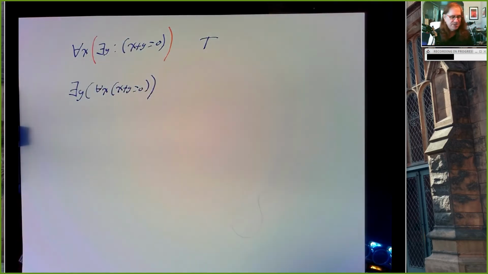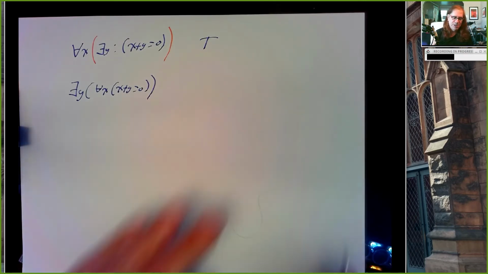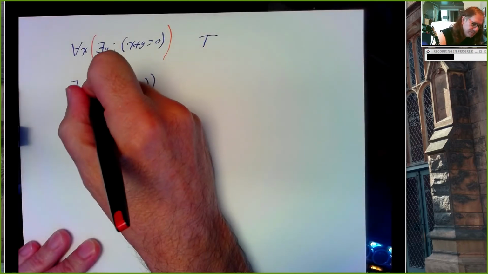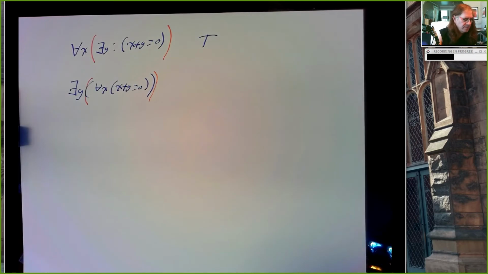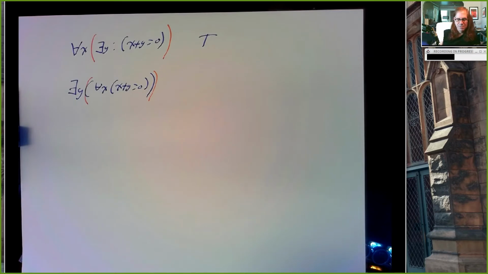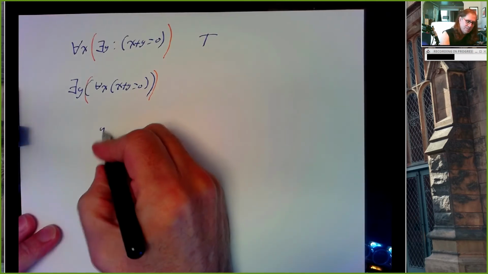How about if I switch the order around? There exists a y such that for all x, x plus y equals 0. That would still be true, right? It would be the same statement. So I think it actually would be false because there isn't a y such that every x is equal to 0. Yeah, so any y that you think of, for example, suppose y equals 1.